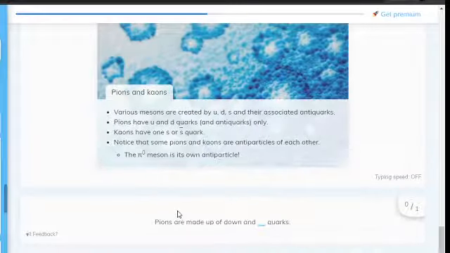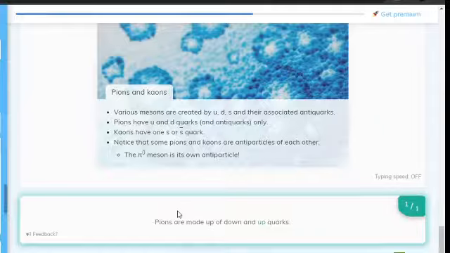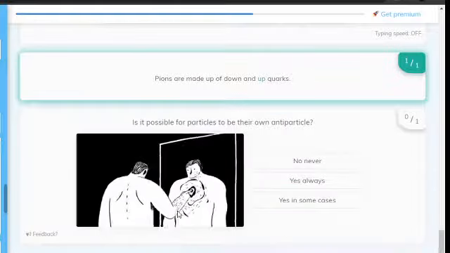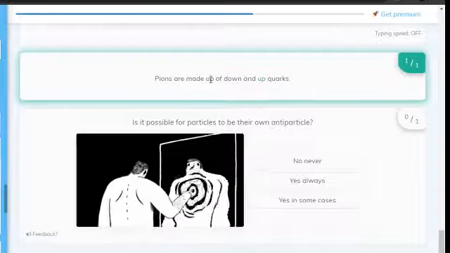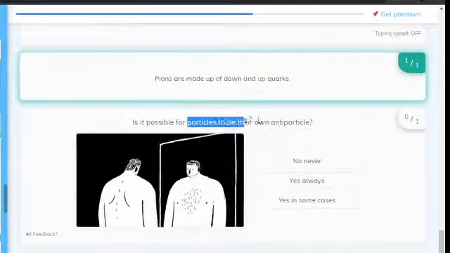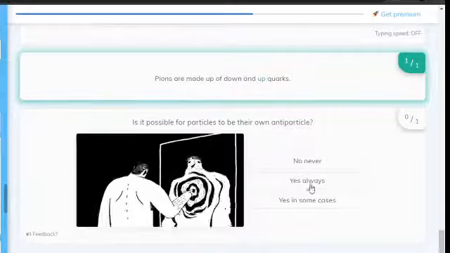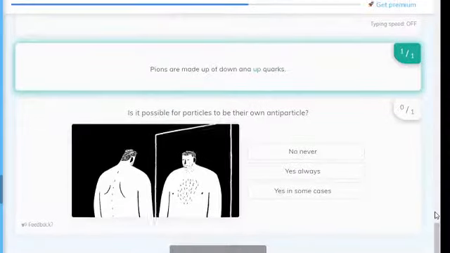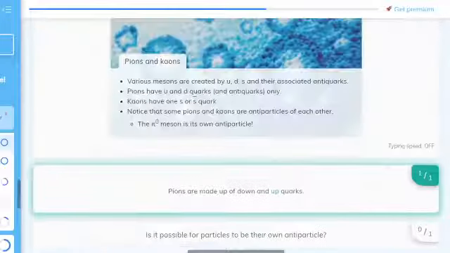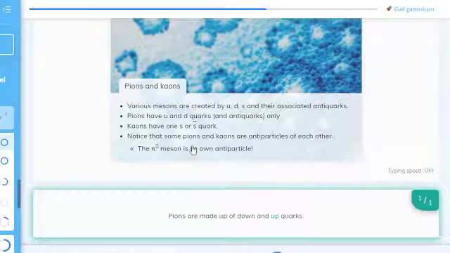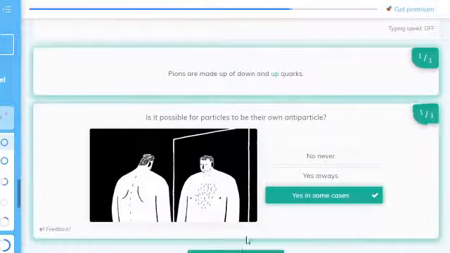Pions are made up of up and down only. Okay, that was confusing. So is it possible for particles to be their own antiparticles? Yes, because obviously pions, mesons are their own antiparticles. Yes, in some cases.